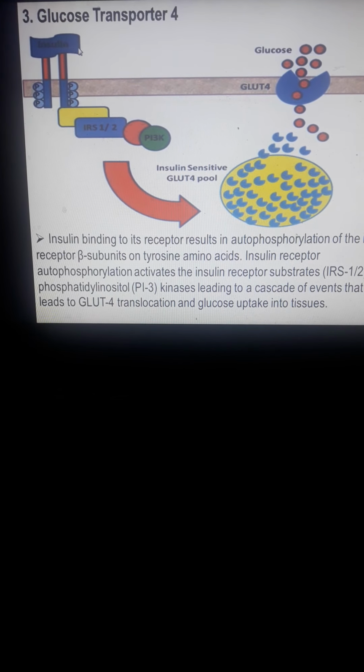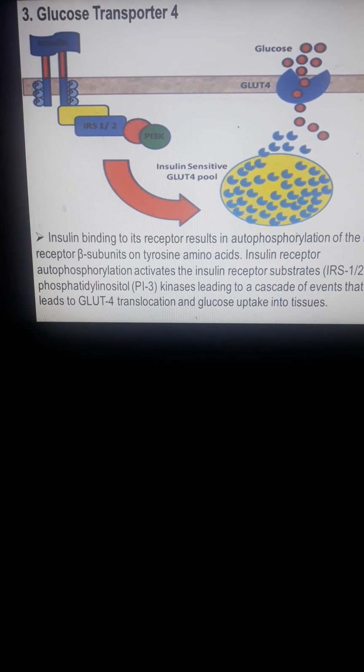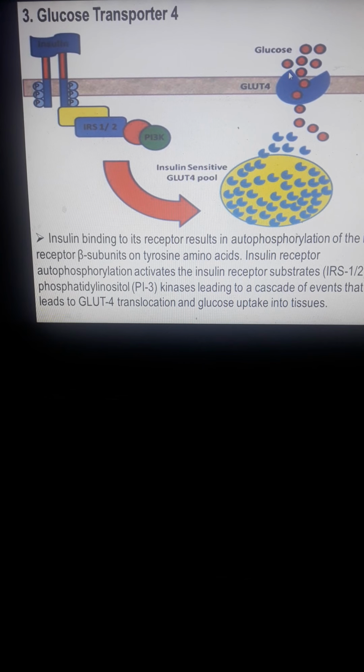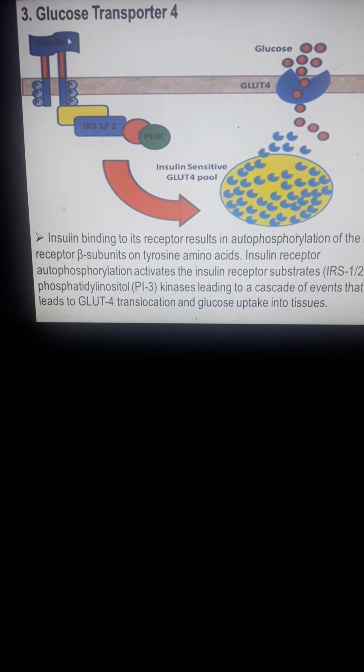So insulin is very important. That is why if you have diabetes mellitus, there's a problem already in the production of insulin. So there is no glucose to enter the muscles, because glucose is the source of energy. So there's a problem already here.